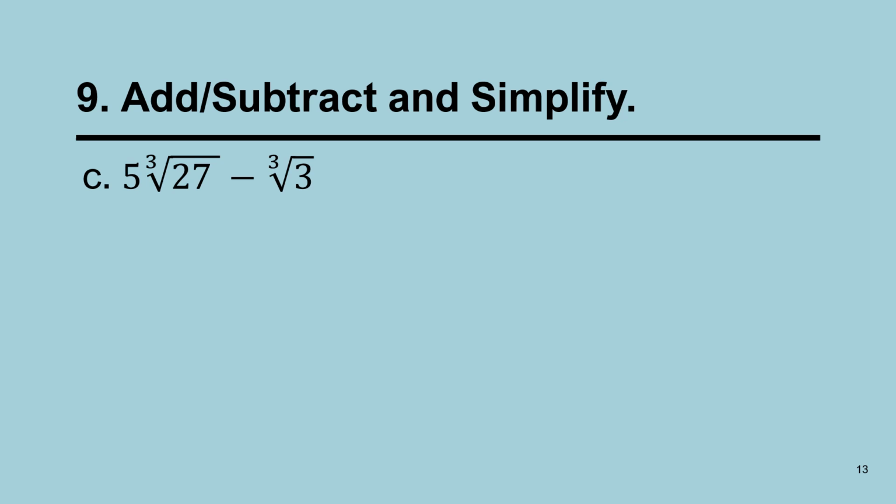Right, next we have a similar example, this time with a cube root. This time it's subtraction. Right, so remember what we're going to do here. Our goal is to make the radicals match if possible. So we're going to try to work on this larger radicand and hopefully make it match the smaller radicand. Right, so we have 5 times the cube root of 27 minus the cube root of 3.